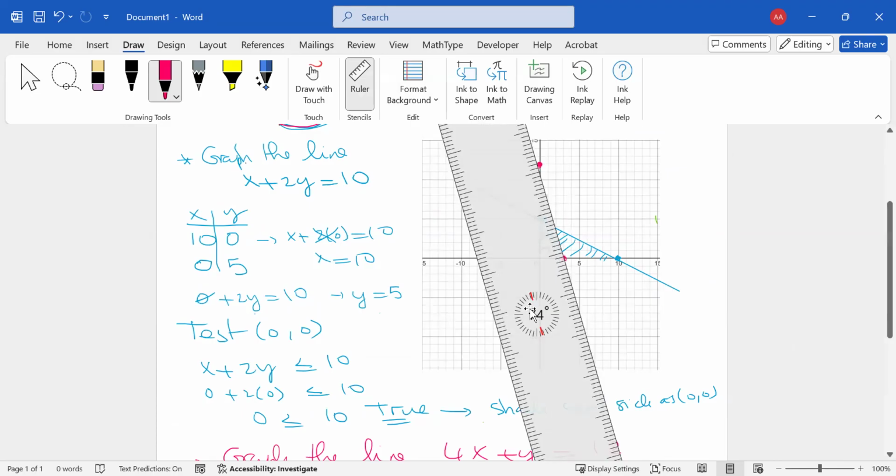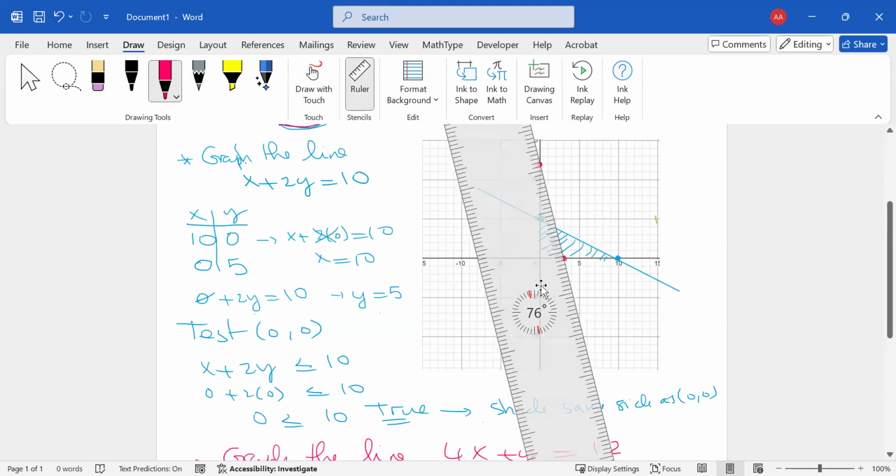Okay, that looks almost good. So we're gonna draw our line.